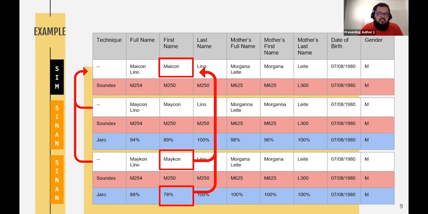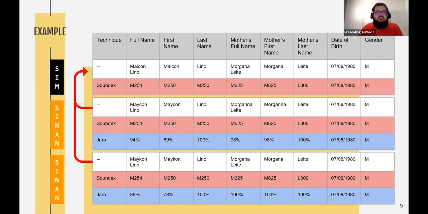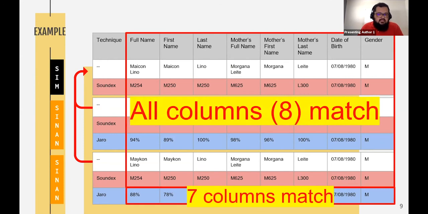But as we can see in the table, 8 criteria were used. However, we consider that there was a match of the record when we found 7 or 8 criteria satisfied. So for this example, the SIM record matched with 2 SINAN records. That is, the same person or entity in the real world was recognized.